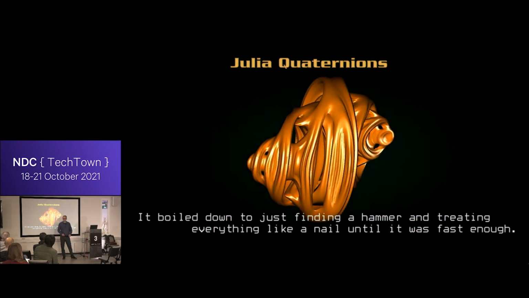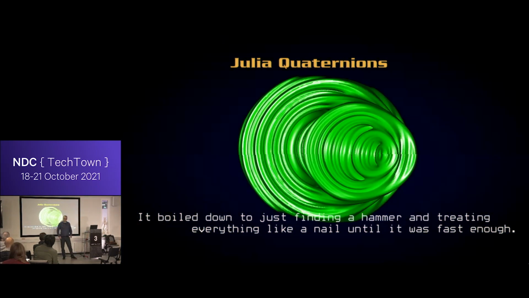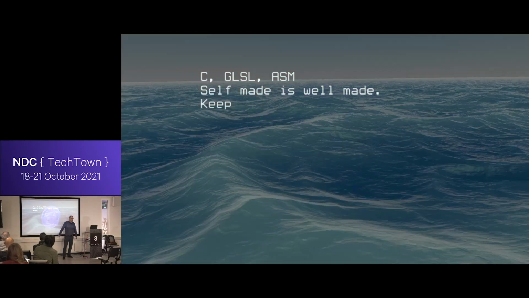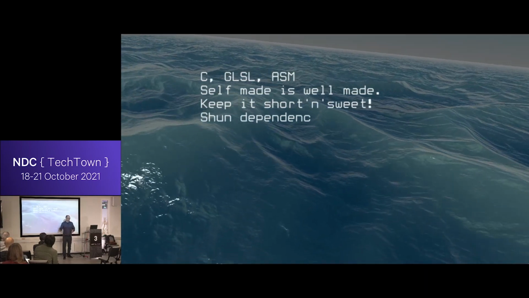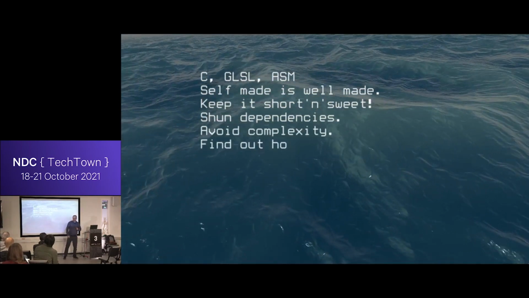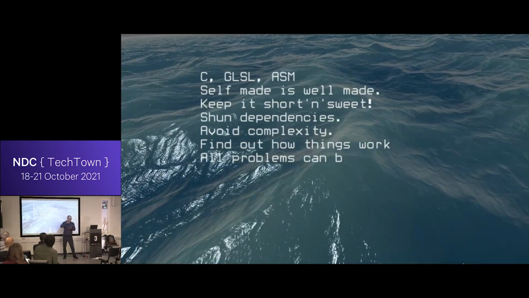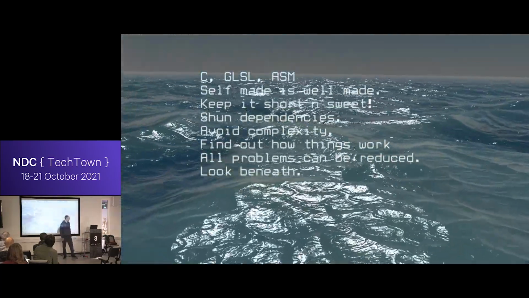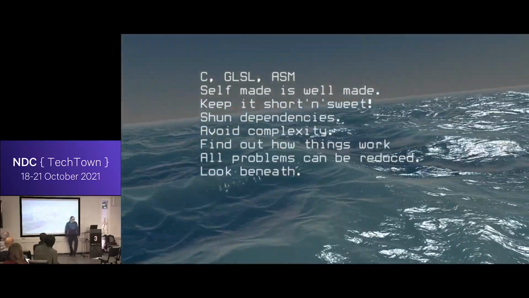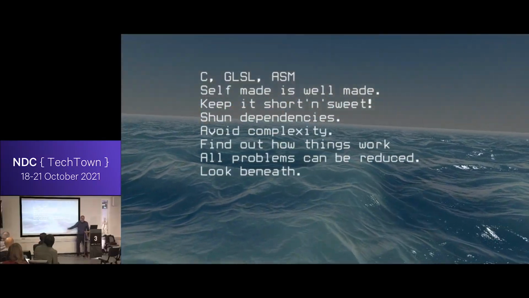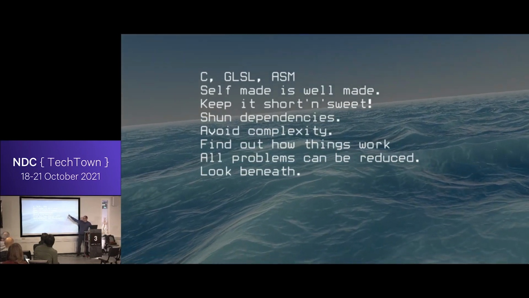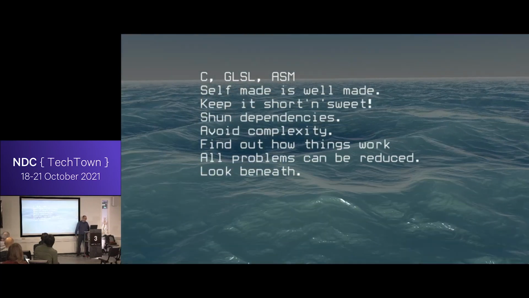And there seems to be a misconception that you can actually measure a program's quality by its weight, which is totally opposite of what is really happening. So all things equal, smaller is better, simpler is better, fewer dependencies are better. And here you can see the basic rules that we try to operate by. We program mainly in C, GLSL, and assembly.